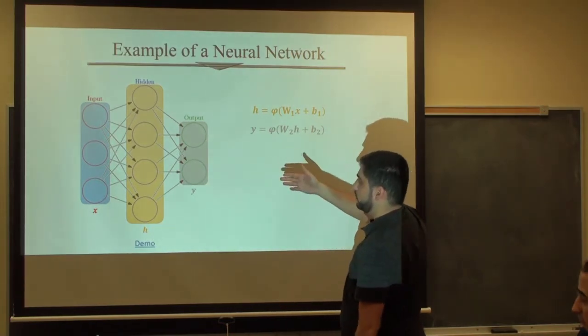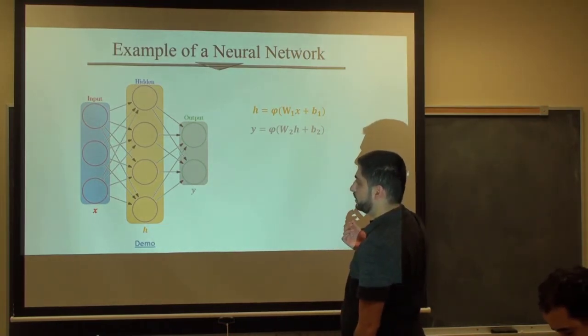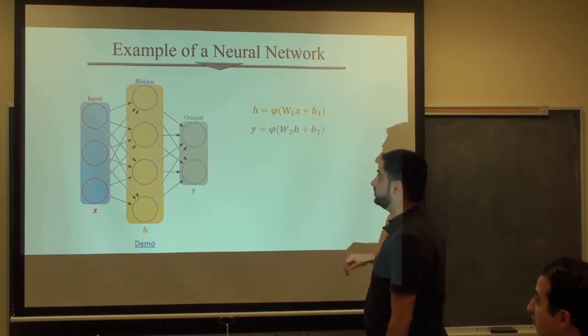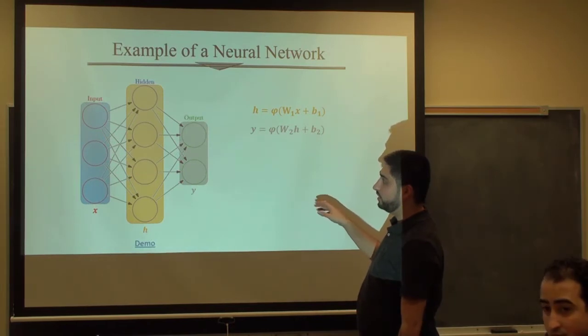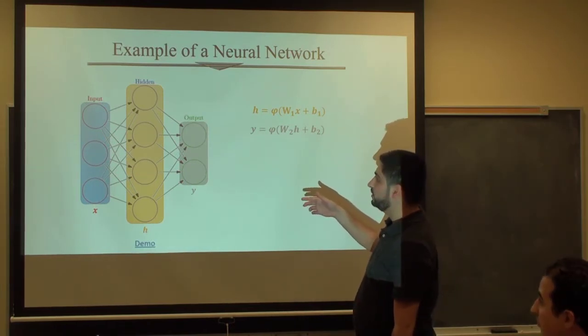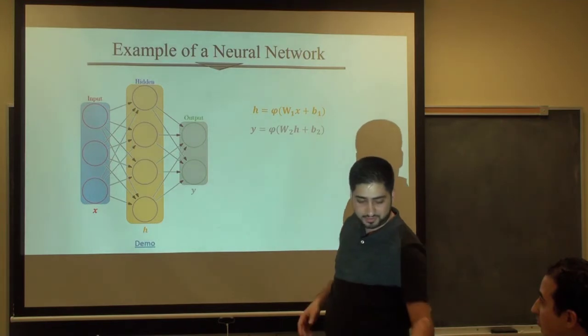If you look at this one, how many different variables do we have in here? Does anyone know how many, by looking at this network?